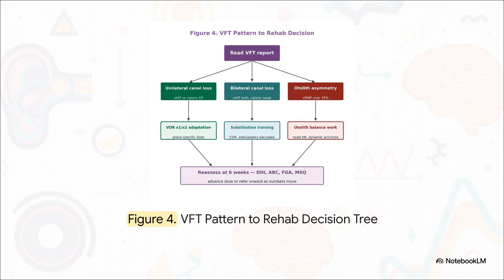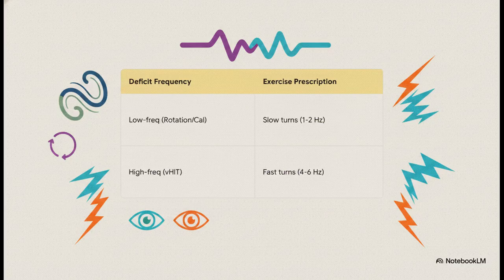Reading the report accurately literally halves the time you'd otherwise waste on the wrong exercises, simply because you aren't guessing the mechanism. If there's one ultimate clinical pearl to take away today, it's this. You have to match your exercise frequency to the exact deficit frequency. A generic one-size-fits-all prescription just doesn't work.